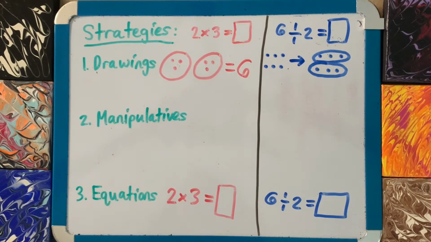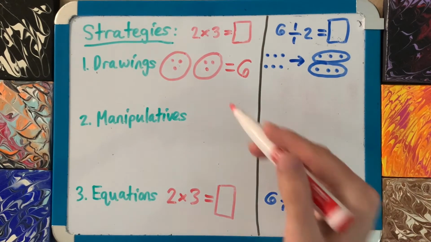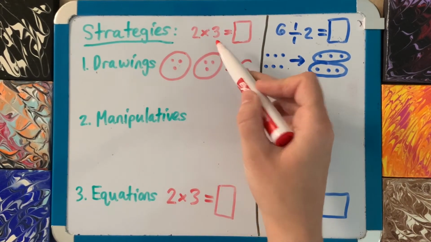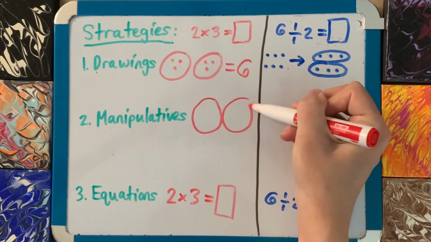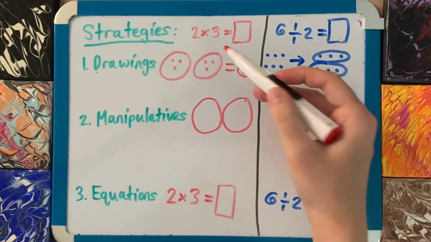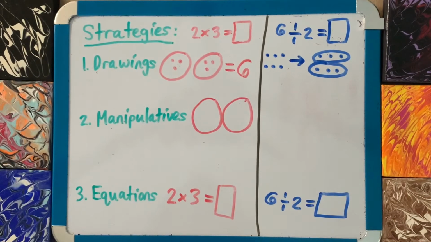Now let's look at our manipulatives method. So we've got 2 groups times 3 in each group. So let's do 2 circles. So 1, 2, and then 3 in each group. Okay, so I'm going to use my stars. You can use whatever manipulatives that you have at home.